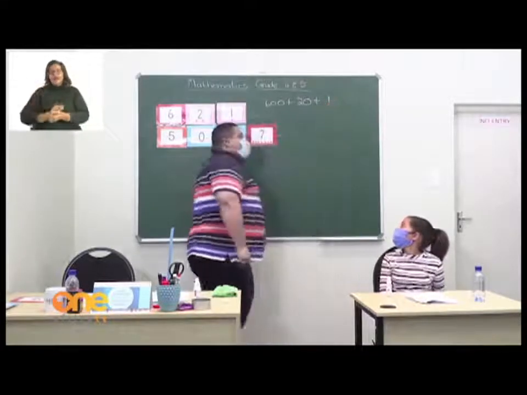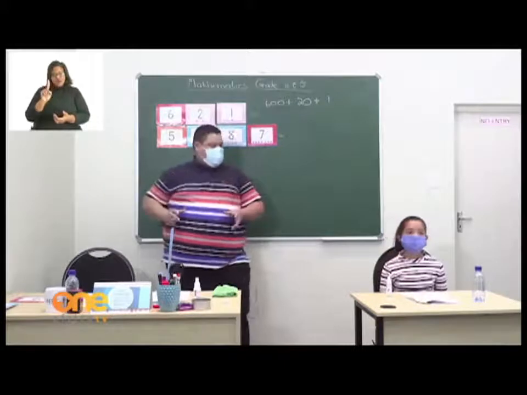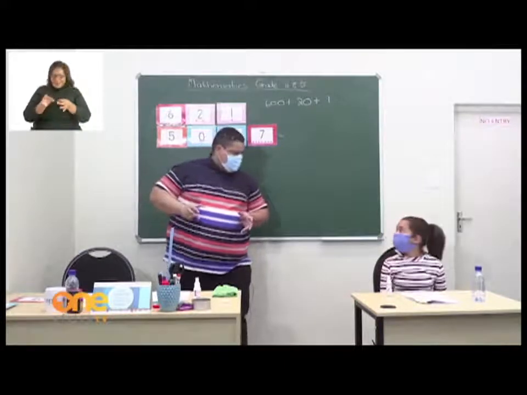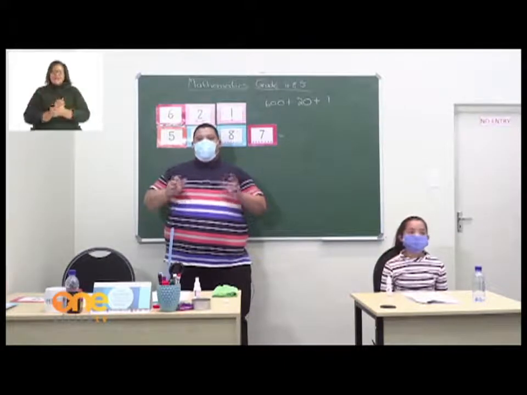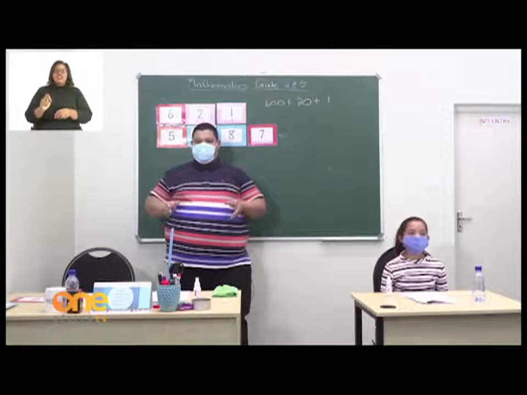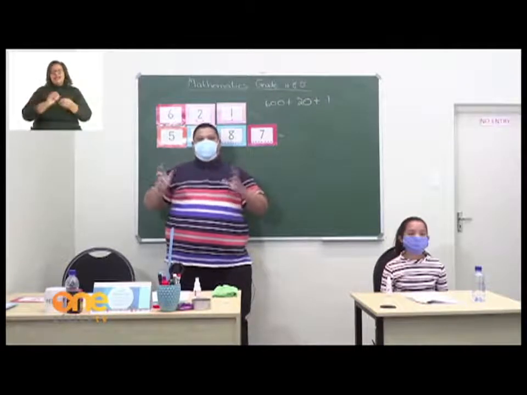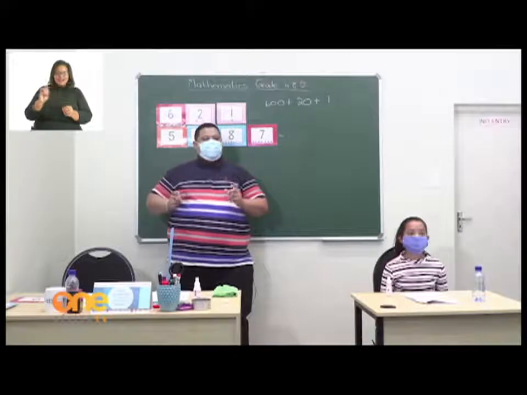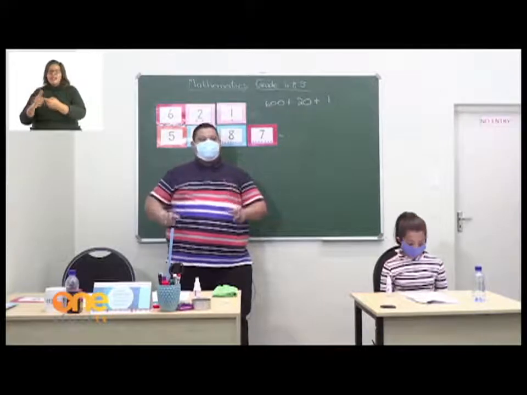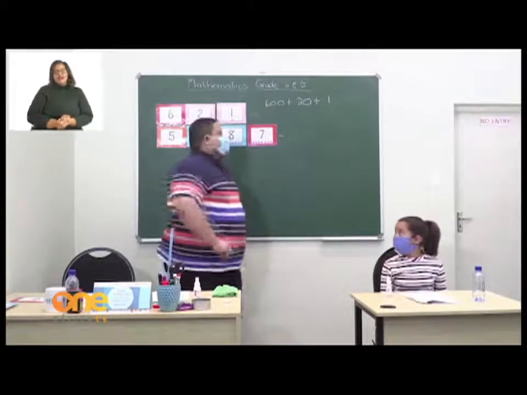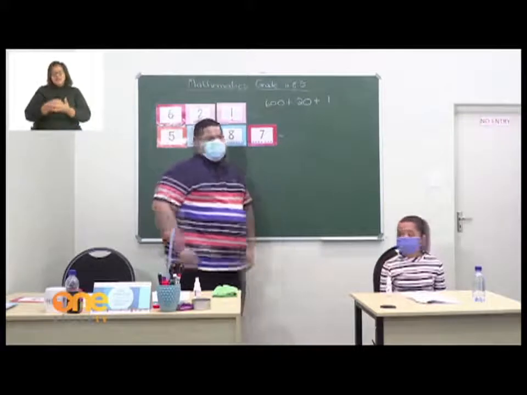Now that's one way of writing expanded notation. Are we together, my friend? That's one way of writing expanded notation. 600 plus 20 plus 1. But there's also another way where we use multiplication. So let's see how that way works.